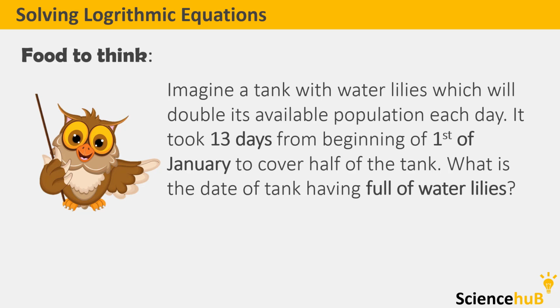Imagine there is a tank with water lilies which will double its population each day. It has taken 13 days from the beginning of 1st of January to cover half of the tank. What will be the date of the tank being full of water lilies? I'll give you a hint for this. Everything will be easy if you think out of the box.